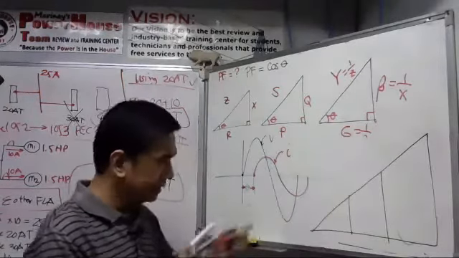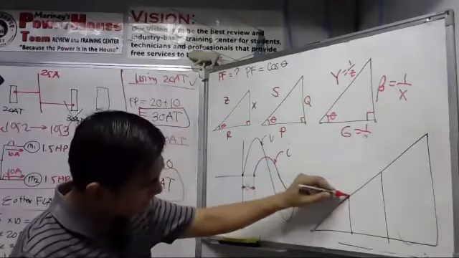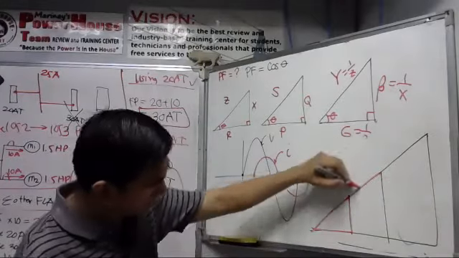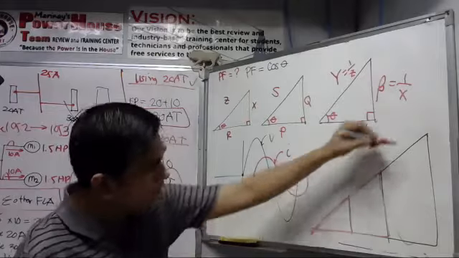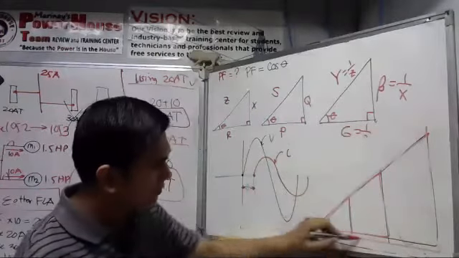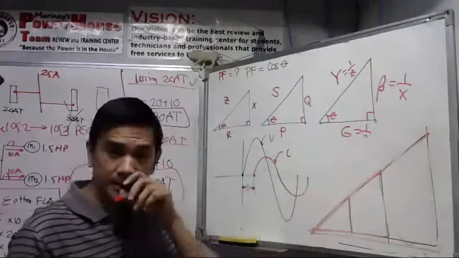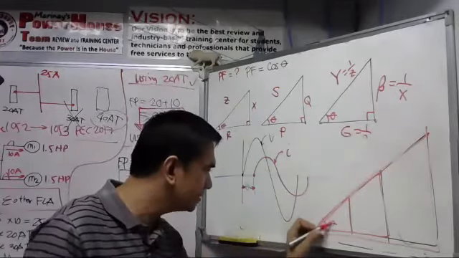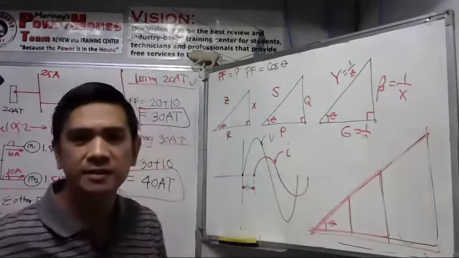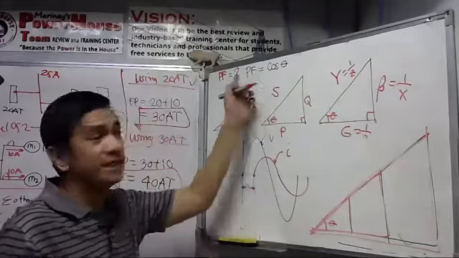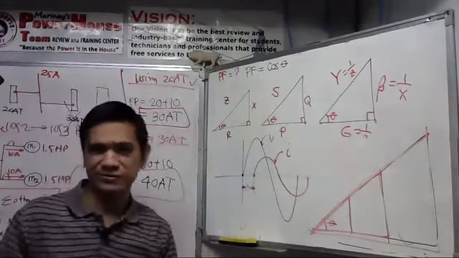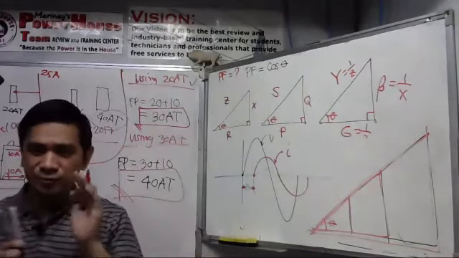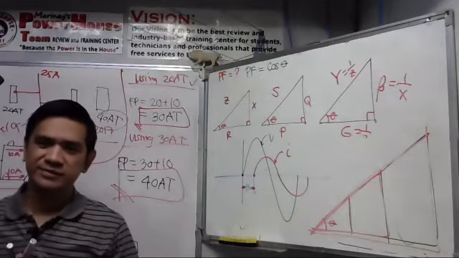Let's say this is your impedance triangle, this is your power triangle, and this is your admittance triangle. They are all similar triangles, and they have the same angle, isn't it? Just get the cosine theta. That is the power factor. That is my answer to the power factor.